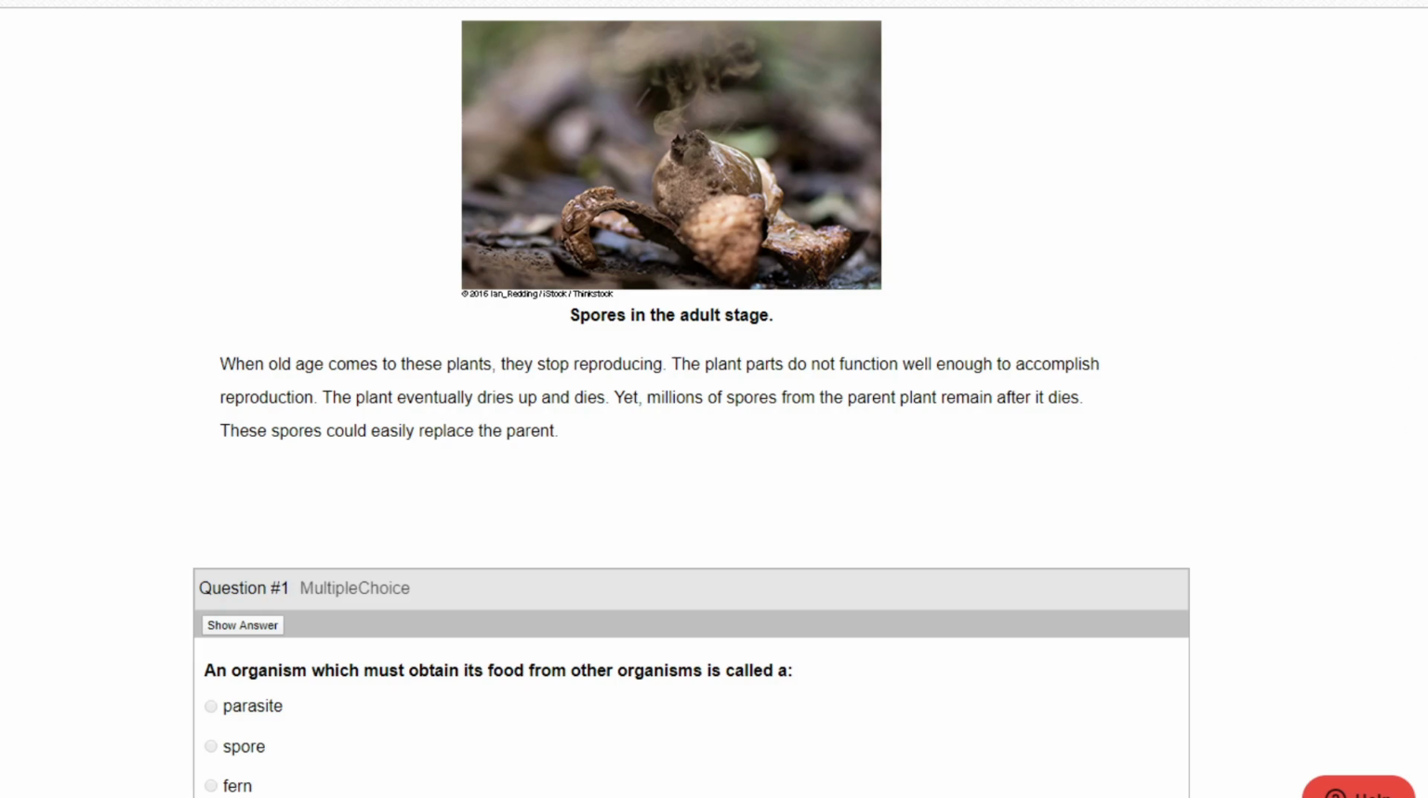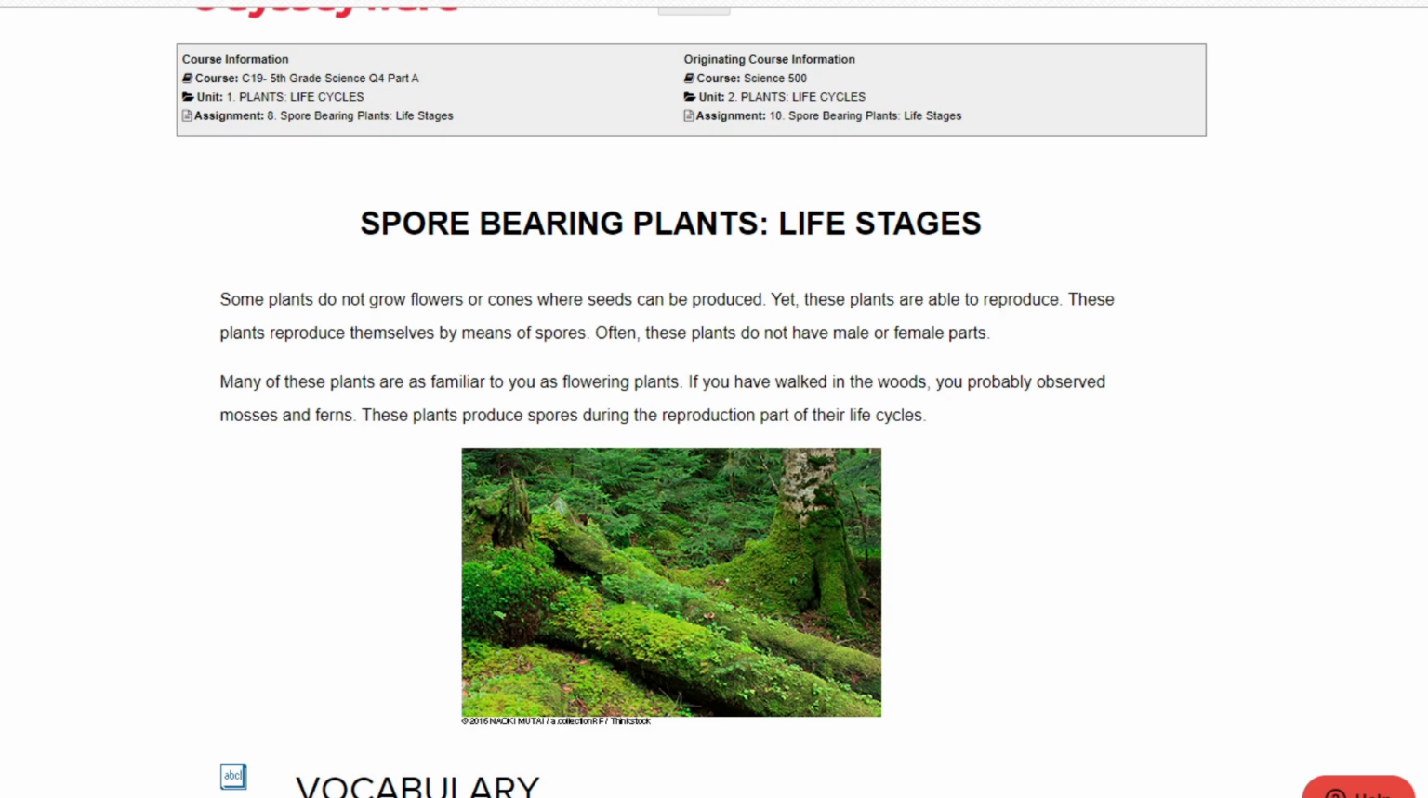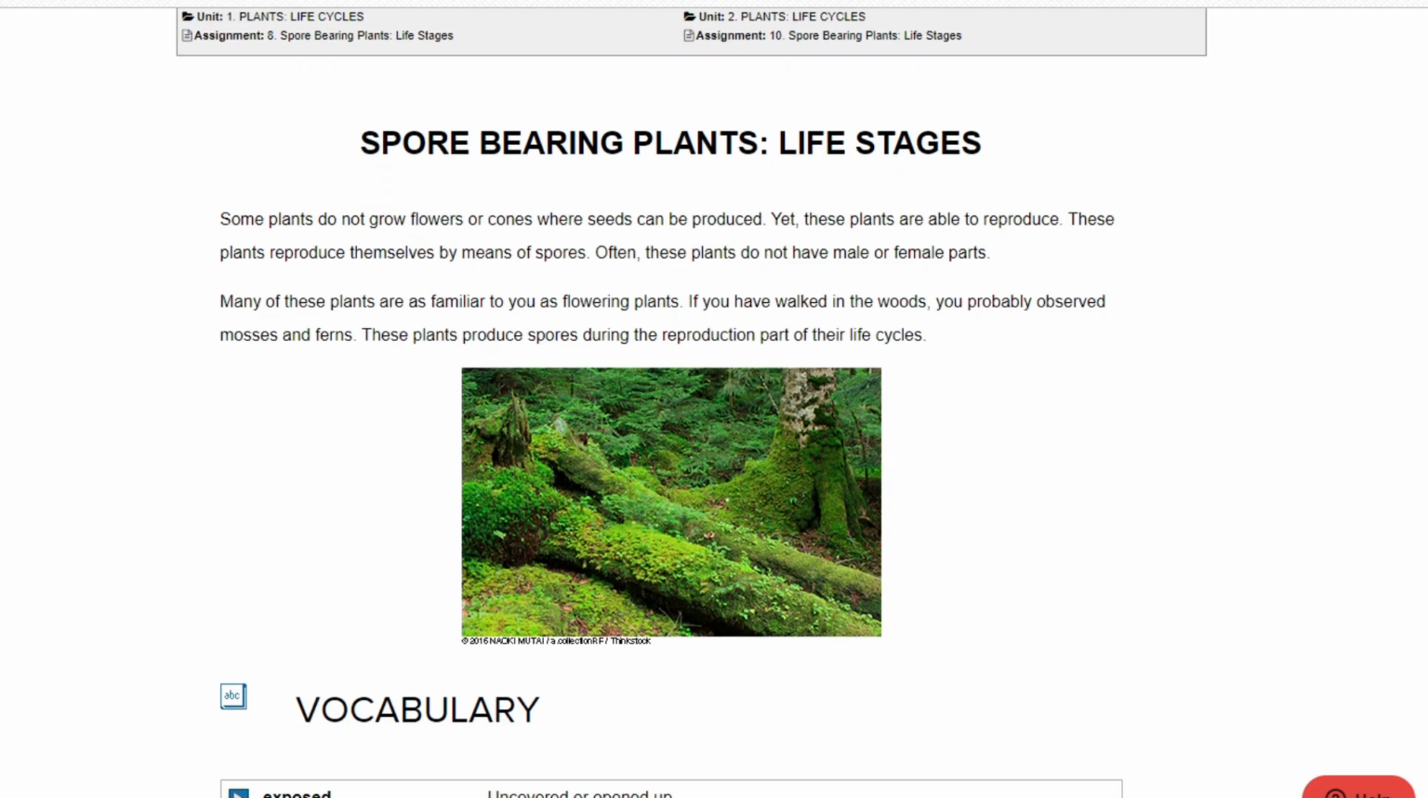All right, so for today, we are going to be working on spore bearing plants and the life stages. Just because I'm going over these does not mean you don't need to reread them or take notes on them, but we're going to do this together. First of all, spore bearing plants and the life stages.